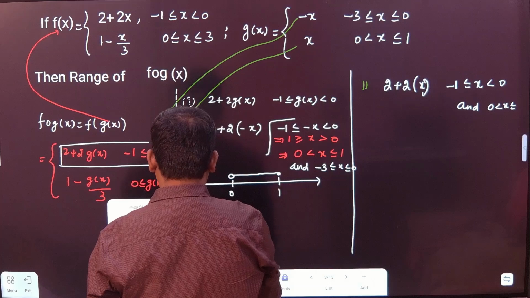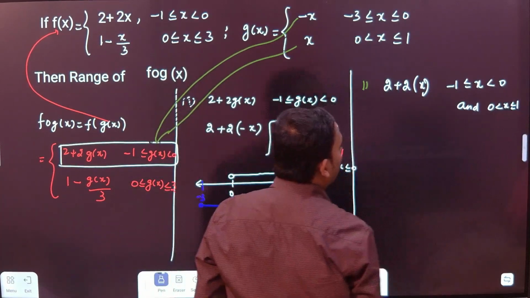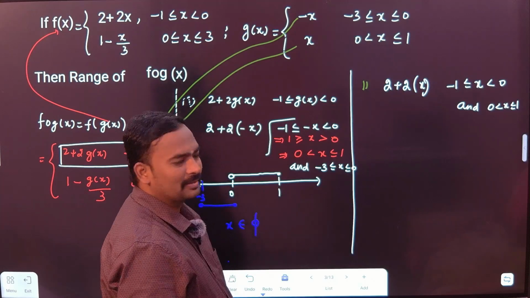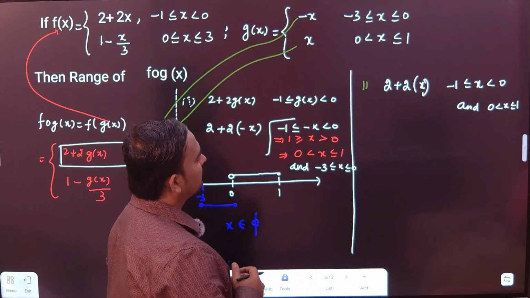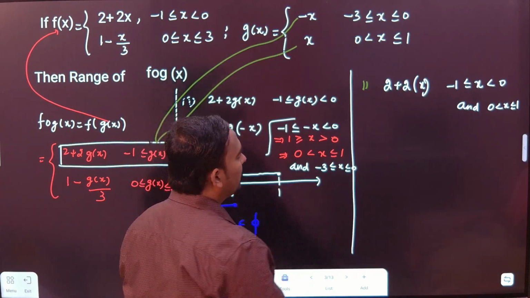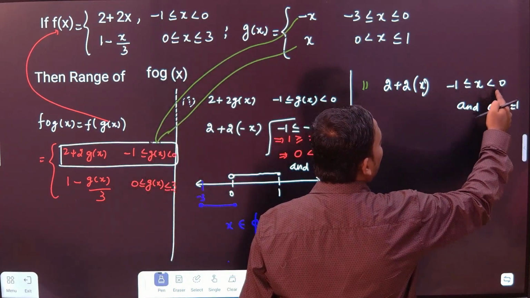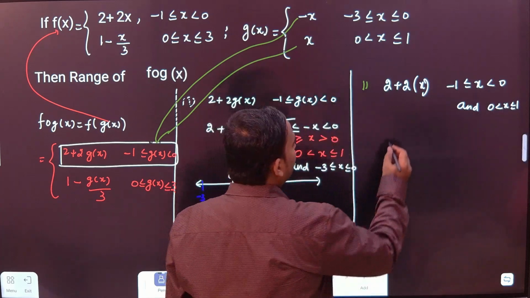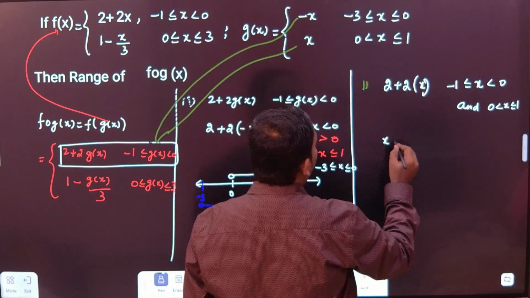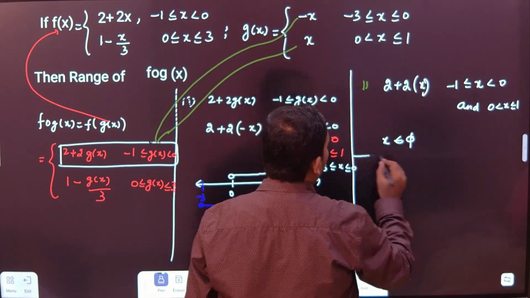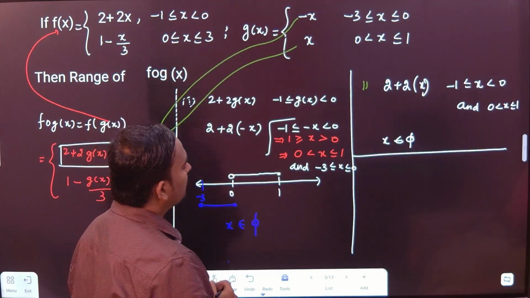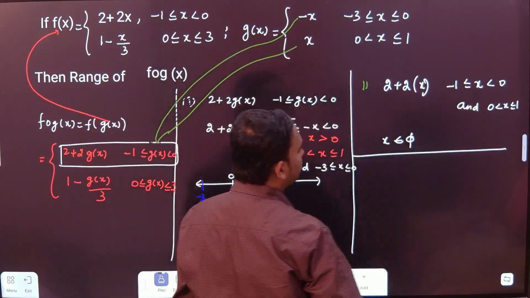Understood? Okay. Now you can see, is there any common element? Minus 1 to 0, 0 to 1. There is no common element. Therefore, it is not defined. Understood? Because you can see minus 1 to 0 is different from 0 to 1. So, therefore, there is no common element. Therefore, this function is also not defined. X belongs to the empty set. I hope all of you understood, right? Because there is no intersection, right?